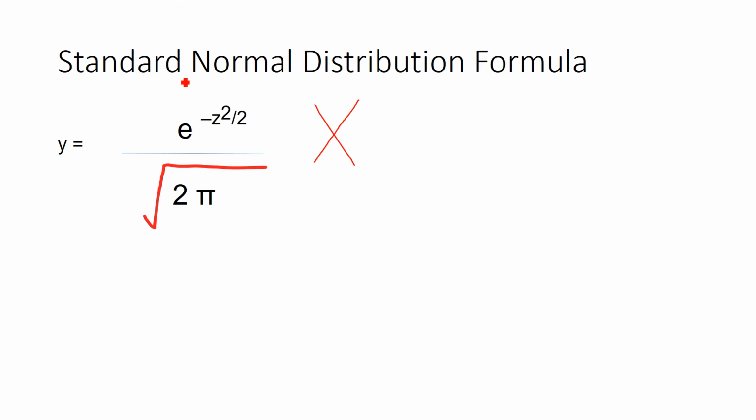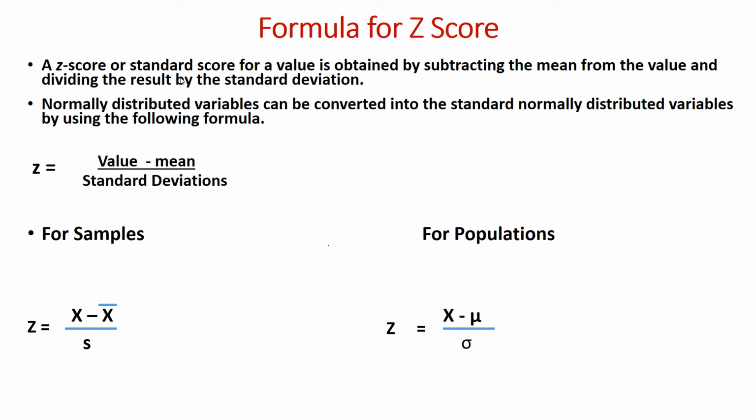Okay, now move on to the next slide, and I will show you the formula. See, normally distributed variables can be converted into a standard normal distribution variable. What is the standard normal distribution? Standard normal distribution has a mean of 0 and a standard deviation of 1, right? So we can convert normally distributed variables, whatever figures we have, whatever data we have, into a standard normal distribution by using this formula. This is called the z-score.